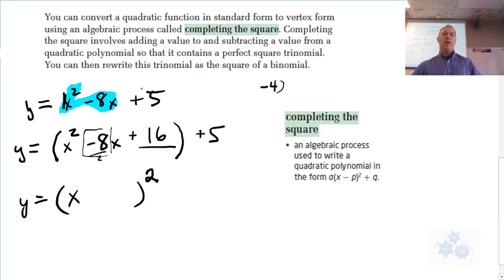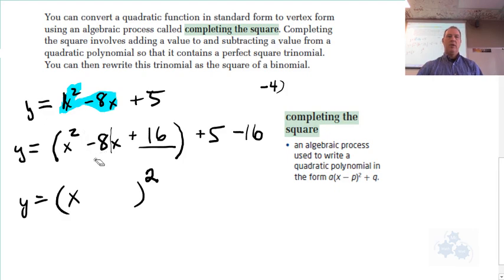Now you're saying to yourself, wait a minute. Maybe some of you are saying, I just added 16 to this one side of the equation. How can I just do that? Well, you can do that if you also take away the same amount in another part of the equation. So watch this. I'm going to do this outside the brackets. Then I've actually added nothing. I've added 0. So that's okay.